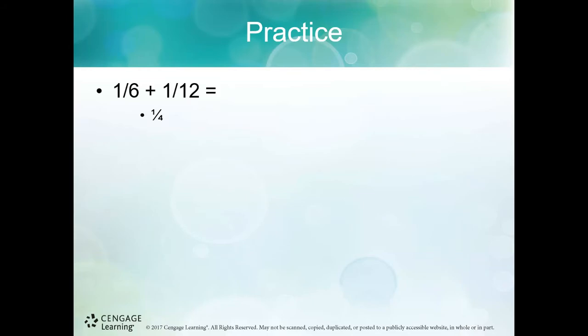Let's practice. Whoops, that one is not set up correctly. But 1/6 plus 1/12, you'd have to find the common denominator, which is 12. So you have 2/12 plus 1/12 is 3/12, and then you simplify to 1/4.